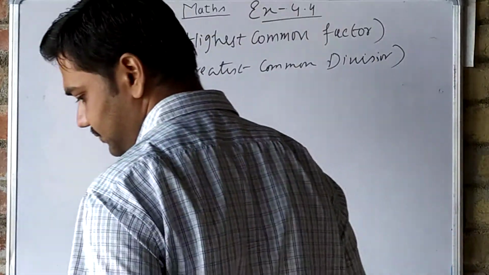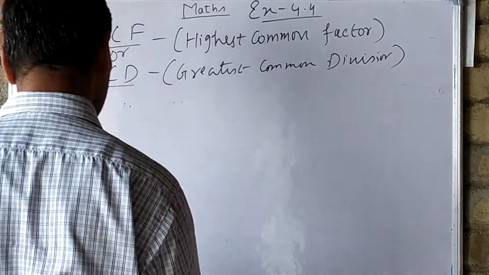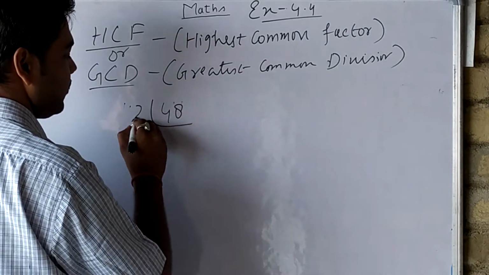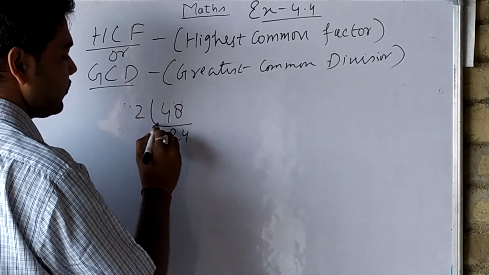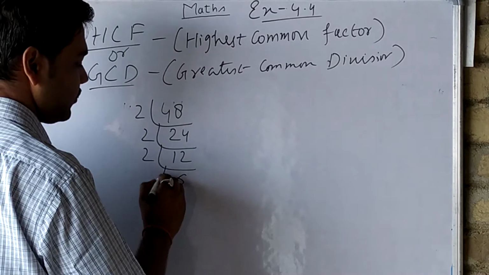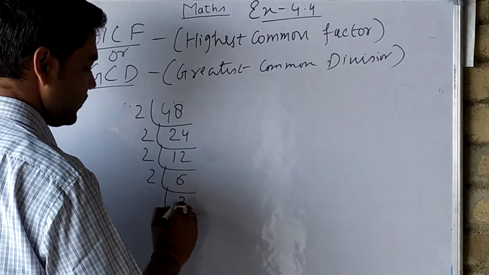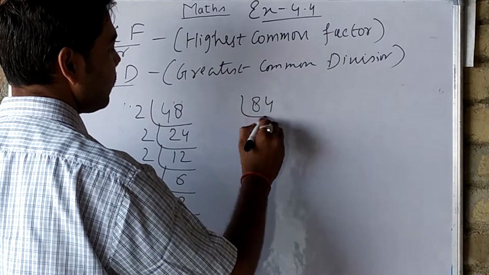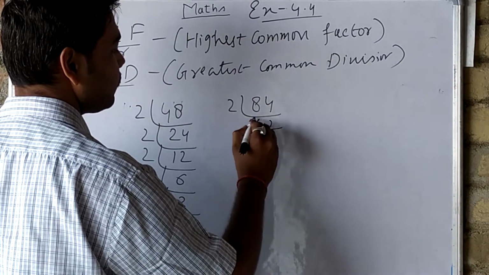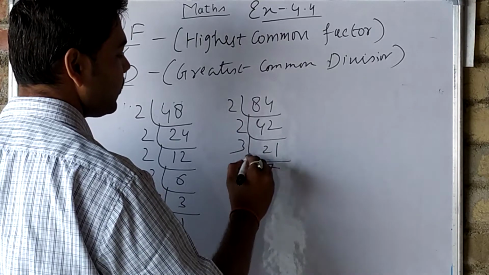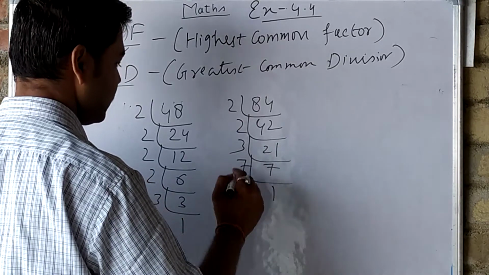For example, 48. 2 2s are 4, 2 4s are 8, 2 1s are 2, 2 2s are 4, 2 6s are 12, 2 3s are 6, 3 1s are 3. And 84: 2 4s are 8, 2 2s are 4, 2 2s are 4, 2 1s are 2, 3 7s are 21, 7 1s are 7.